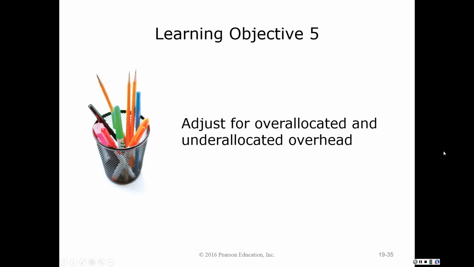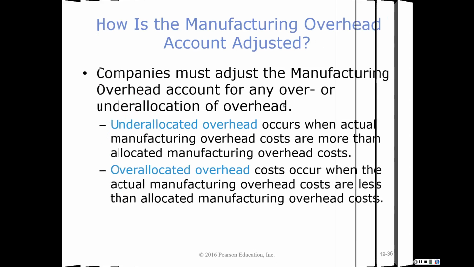All right, we have one final step left to complete when we have finished manufacturing and selling our product. Now we need to go back, and this usually happens once a year at the end of the period. A company will adjust their manufacturing overhead account to what it should be. So let's take a look at how this happens.